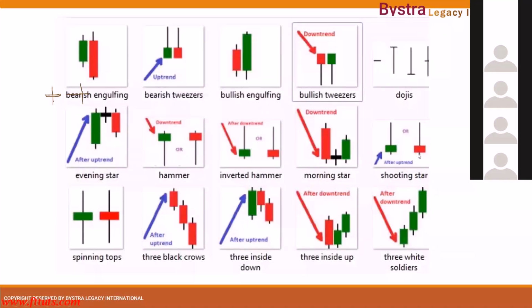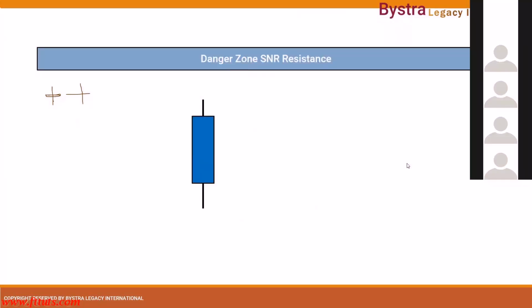Shooting star. Okay, so this is uptrend. On the uptrend, you close a candle like this, so it's what we call a shooting star. Once price closes like this, this is one of the confirmations of rejection. However, this is what we call a medium risk. Okay, medium risk. Why did I say this is medium risk?